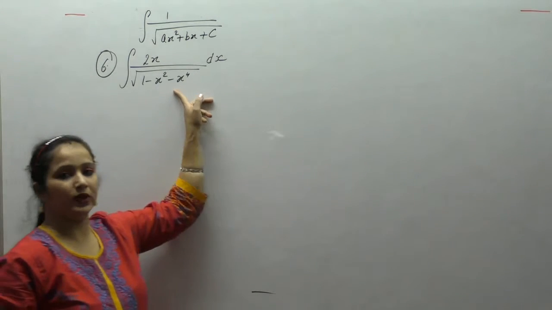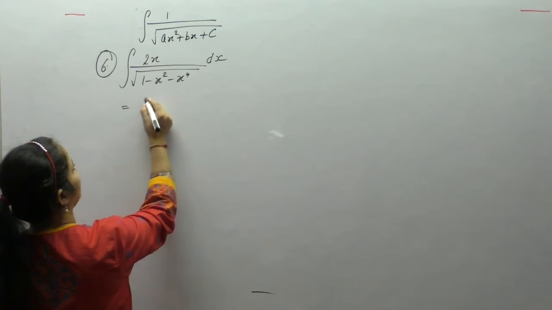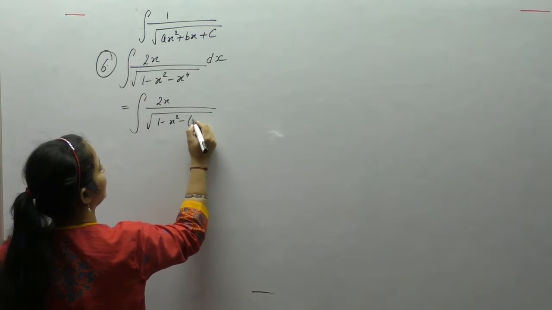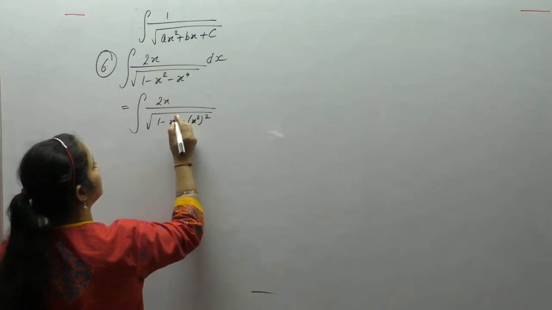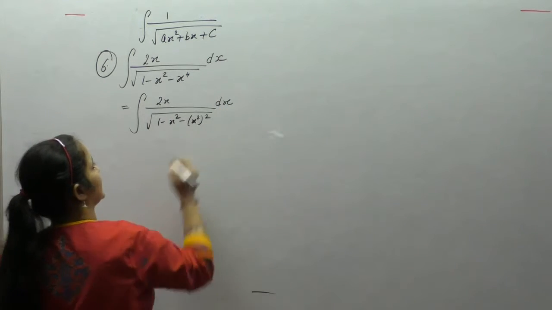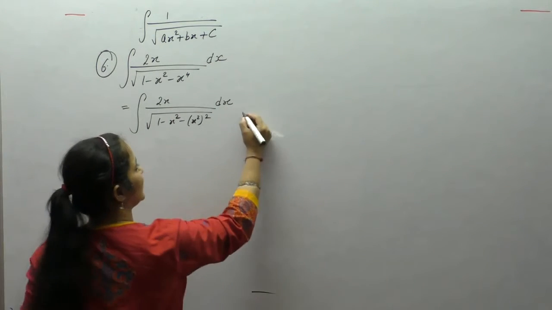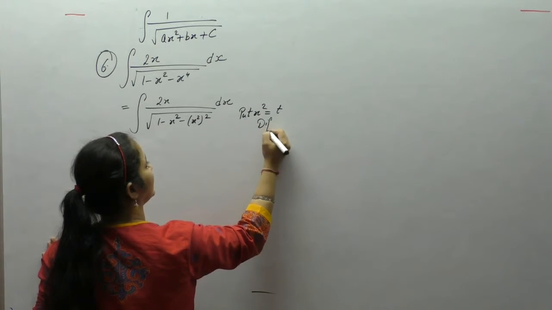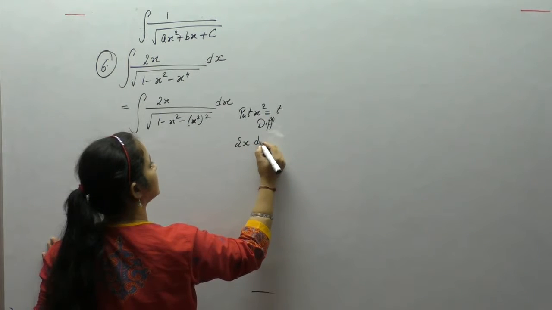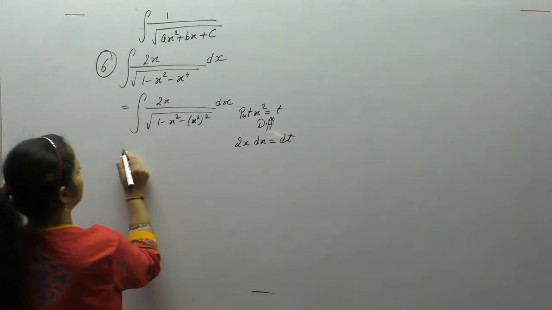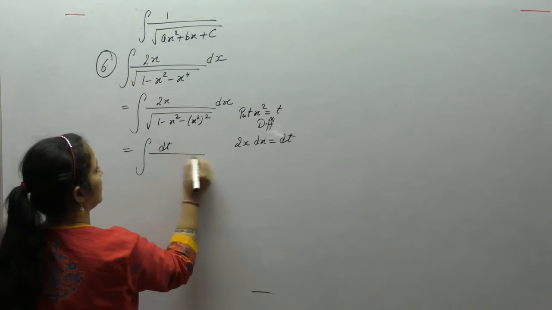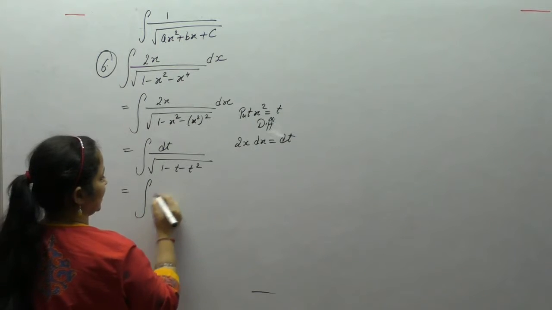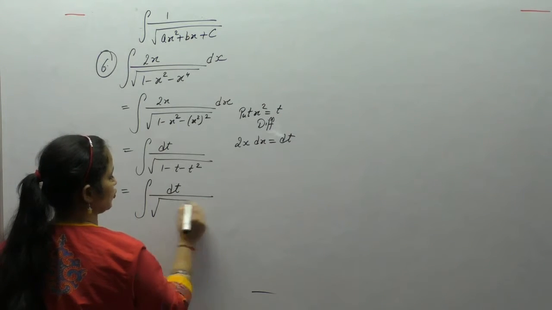Now in this question we can write x power 4 as x square whole square, so we have 1 minus x square minus x square whole square. Now we have the derivative of x square in the numerator, so put x square as t. Derivative of x square is 2x dx, so we get dt upon square root of 1 minus t minus t square. Now it is quadratic. Complete the square.